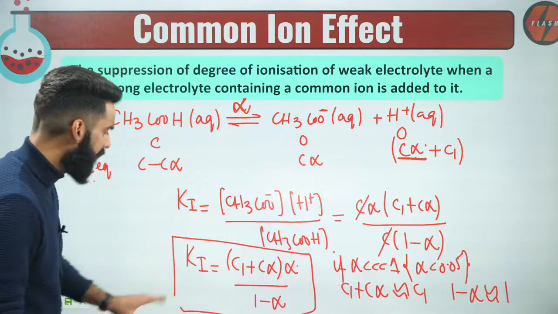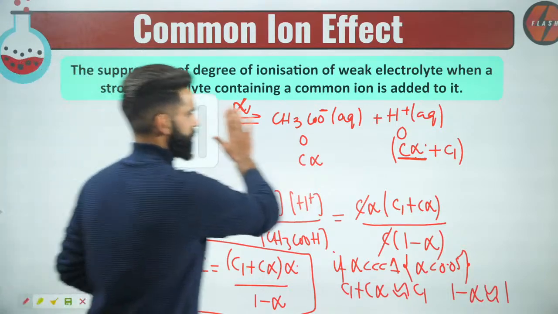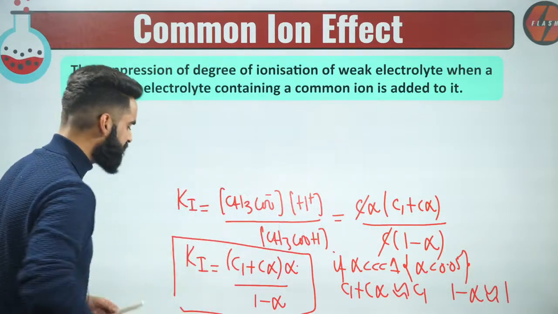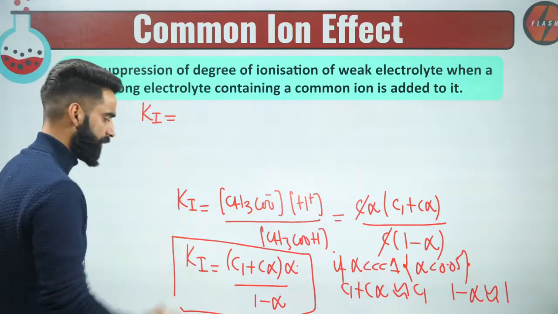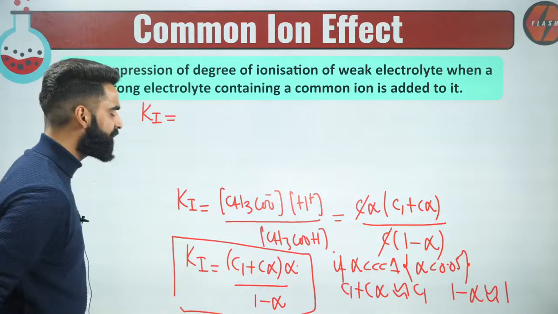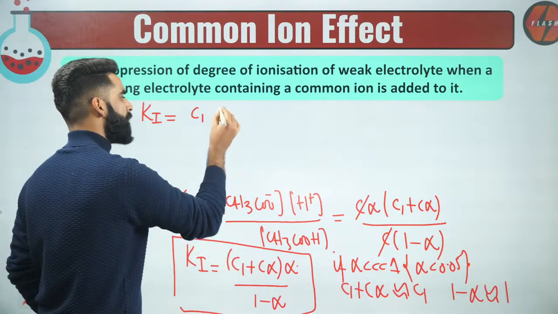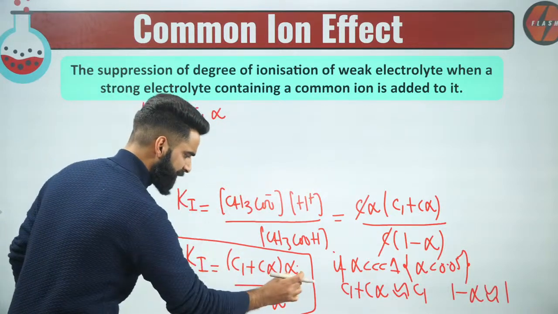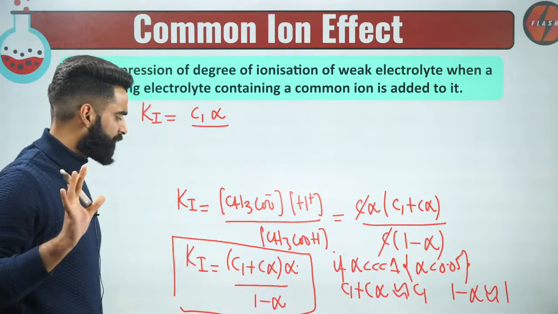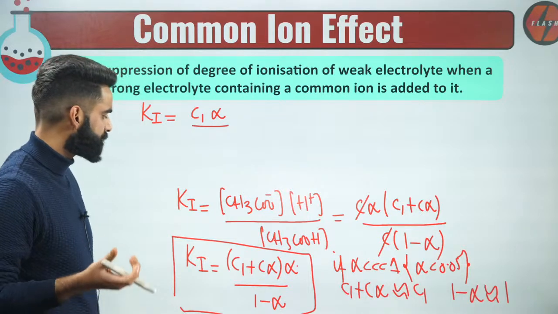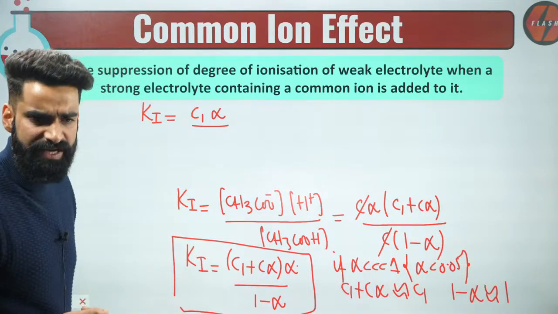Now, on doing the neglection, what I'll be writing is Ki must be equal to, instead of C1 plus C alpha, simply C1 multiplied by alpha divided by, instead of 1 minus alpha, nothing. Let me know in the chat box if it's clear to you.